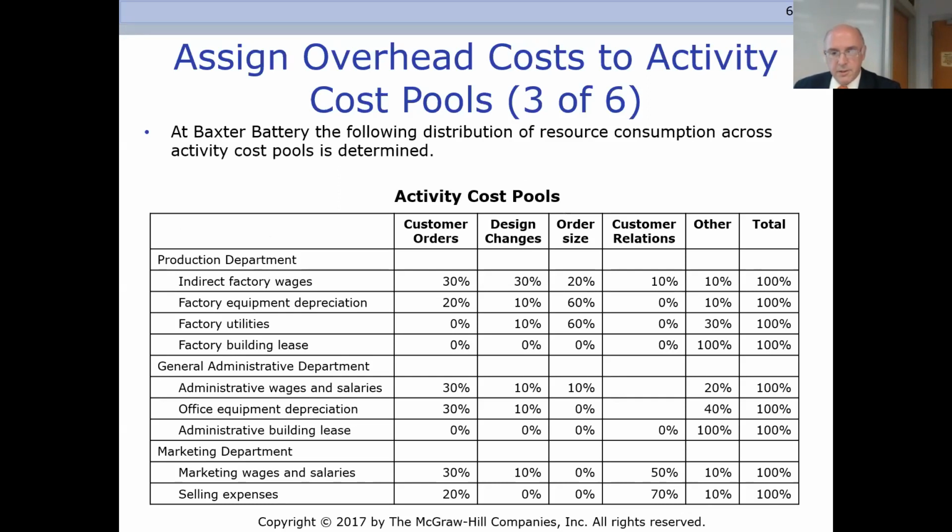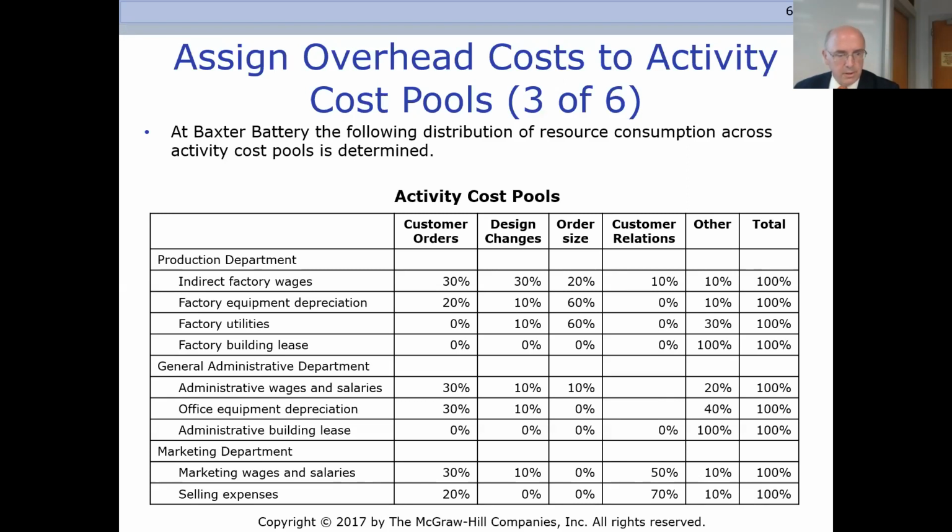So here we have the distribution of resources. Again, the nice thing about these textbook problems, they give you the percentages. You don't have to figure them out yourself. So let's look at the columns. They have activity cost pools for customer orders, design changes, order size, customer relations, and other stuff. In the production department, indirect factory wages are 30% of the total, and design changes are 30%, and so forth. I'm not going to read through all those, but they should add up to 100% unless there's something wrong.